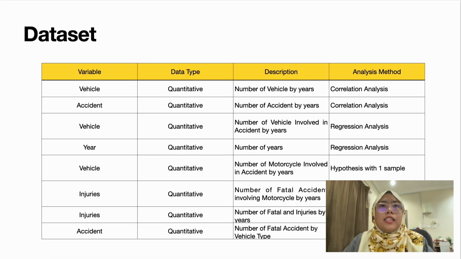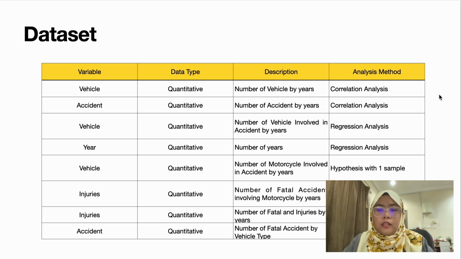Okay, so here is the data set. It contains three different variables used in different ways to complete the analysis. As you can see, the variables are vehicle accidents, year, and injuries, and then we have whether they are quantitative or qualitative, and then the description and analysis method. This is how we found out about it.